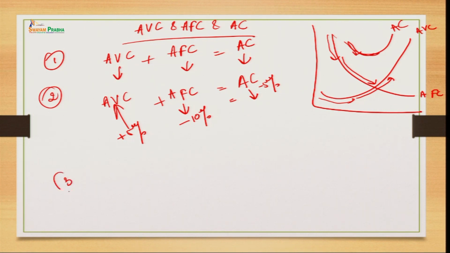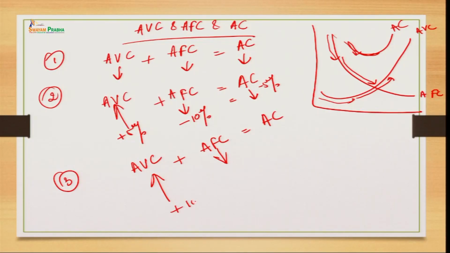And the third stage says that our average variable cost has started increasing now and average fixed cost is still decreasing. Now what will happen to the average cost curve? Here you can see that now the rate of increase in average variable cost is more than the rate of decrease in the average fixed cost.